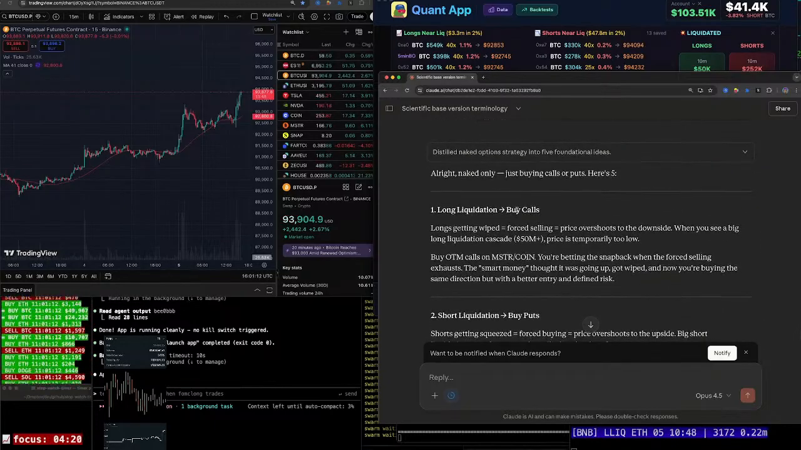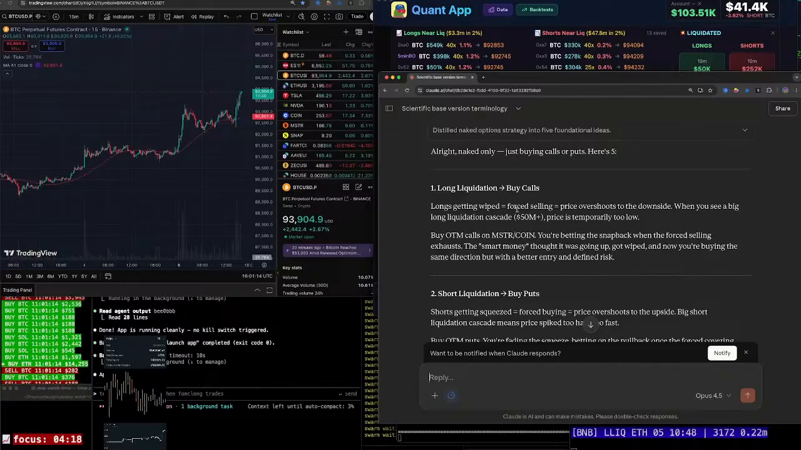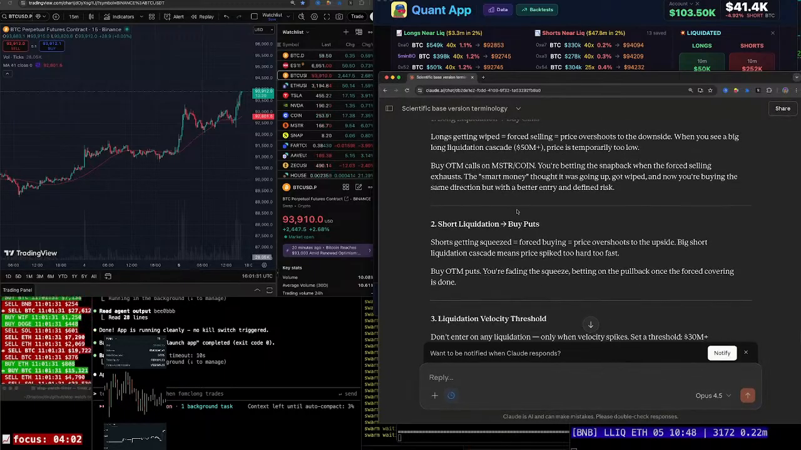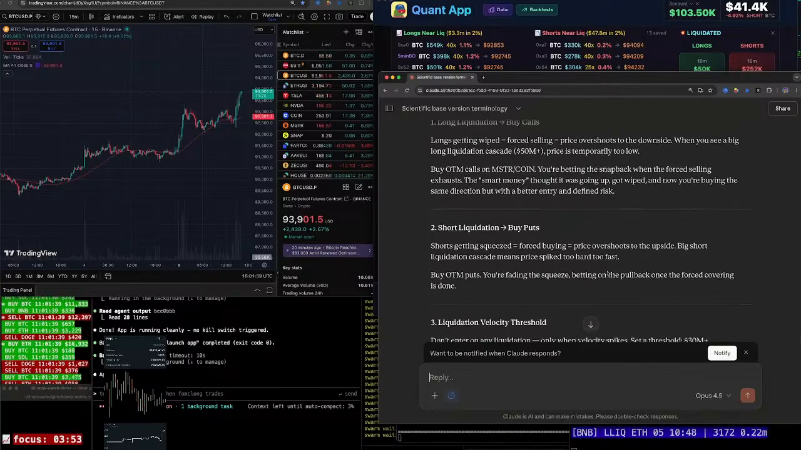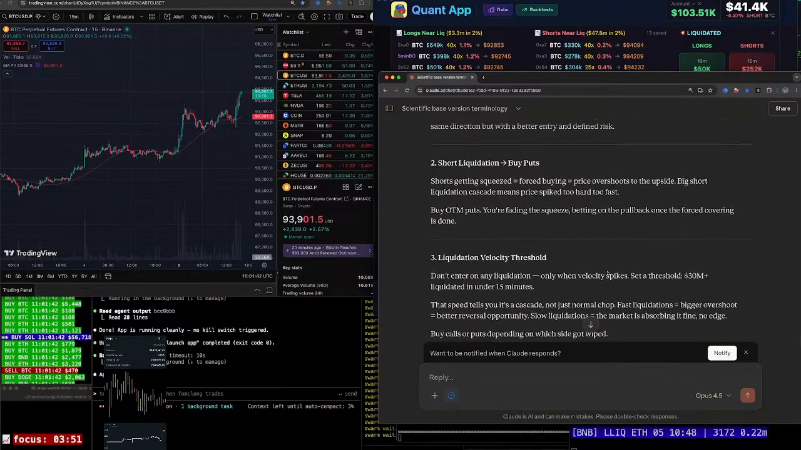So, all right, naked only, just buying calls or puts. Here's 5. Long liquidations buy calls. Longs getting wiped, forced selling. Price overshoots to the downside. When you see a big long liquidation, price is temporarily too low. That's like the original thesis, but there's a lot of ideas. Short liquidation buy puts. Shorts getting squeezed, forced buying. Price overshoots to the upside. Okay, well, those aren't really your ideas, bro.